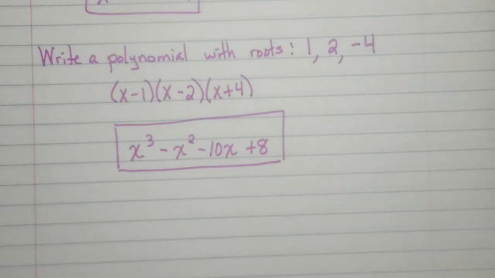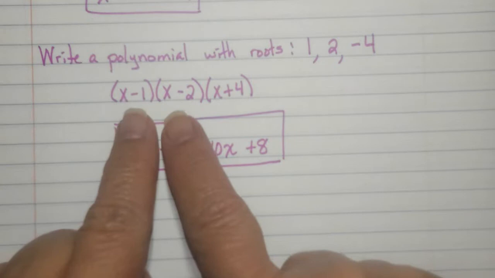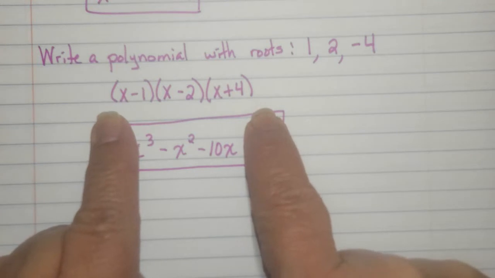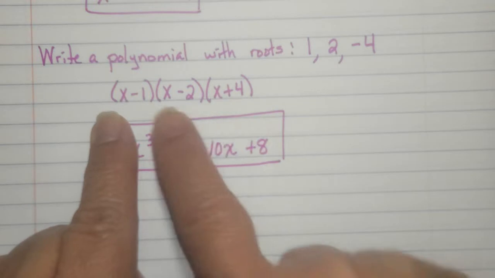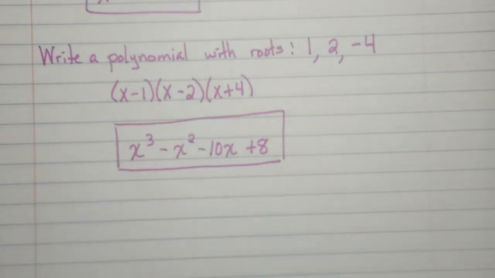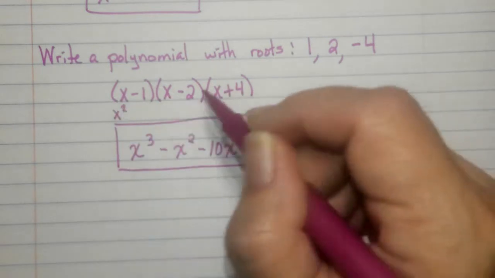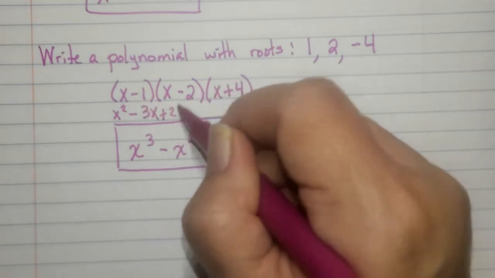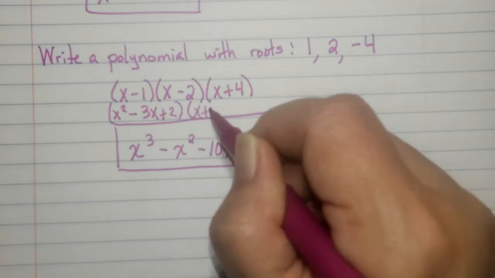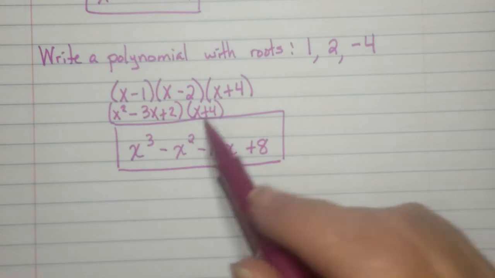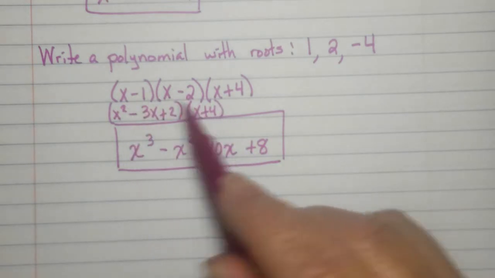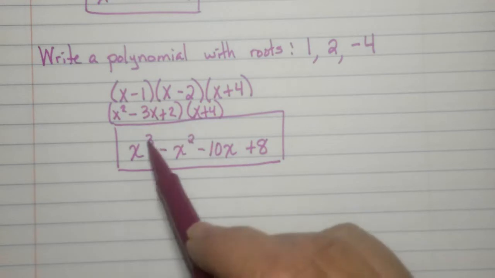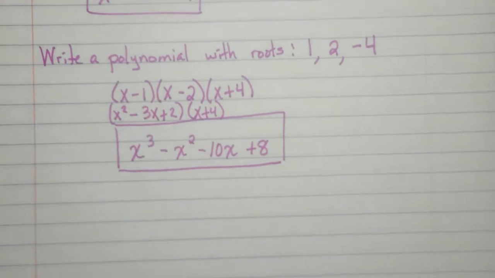All right, so the first step to getting this right is to write the three factors: x minus 1, x minus 2, x plus 4. So if you wrote your factors down, that's the correct first step. Then you have to multiply two binomials together. So x times x is x squared, and then I've got negative 2x and negative 1x, so I've got negative 3x, and then plus 2. And then I have to multiply that by x plus 4. So then you can either distribute your x squared to those two terms, or you can distribute your x to those three terms. It can be done either way, and they're both correct.